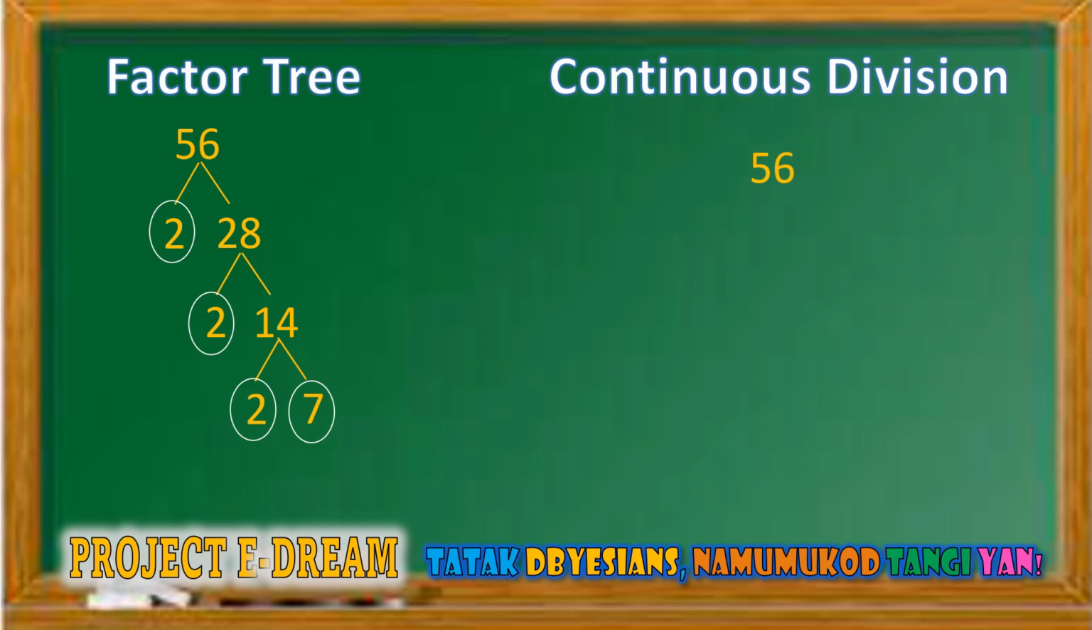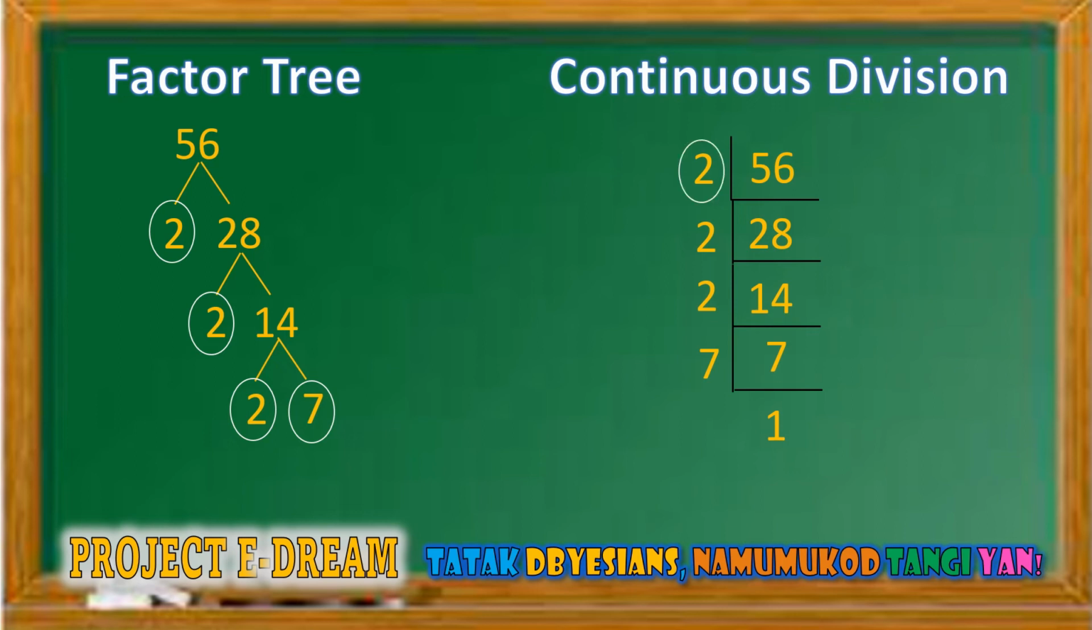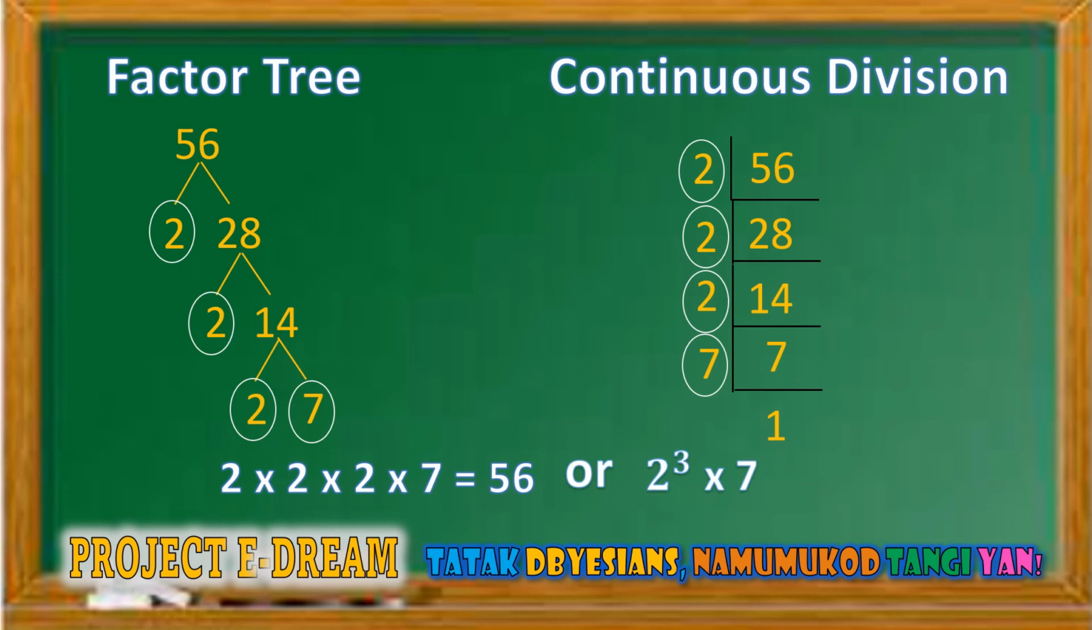In continuous division, 56 divided by 2 is equal to 28. 28 divided by 2 is equal to 14. 14 divided by 2 is equal to 7. 7 divided by 7 is equal to 1. So the prime factors of 56 are 2 times 2 times 2 times 7. Therefore, using factor tree and continuous division give the same answer. 2 times 2 times 2 times 7, or 2 to the 3rd power times 7.